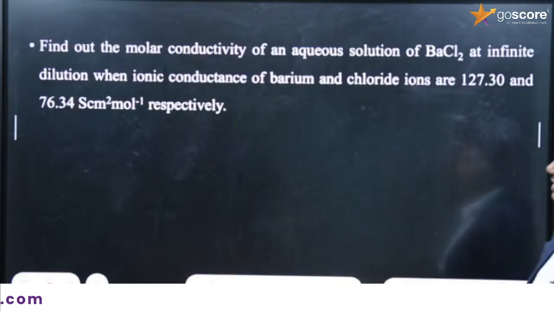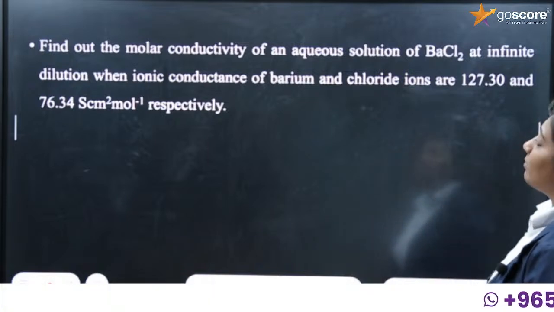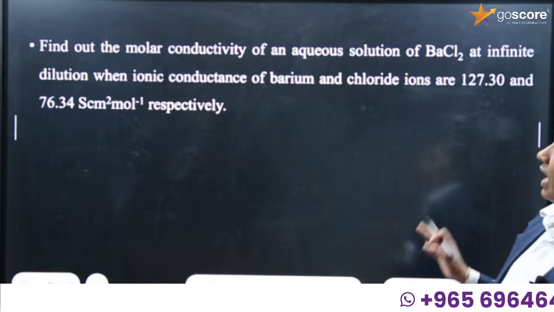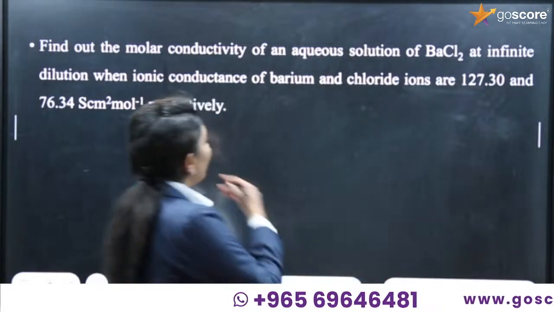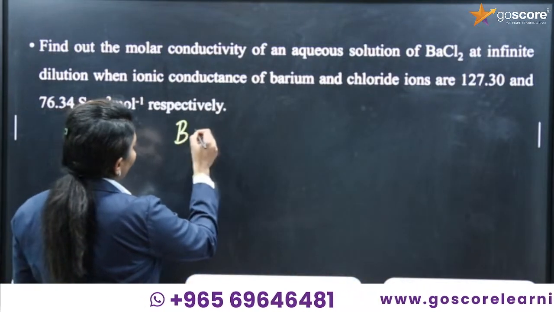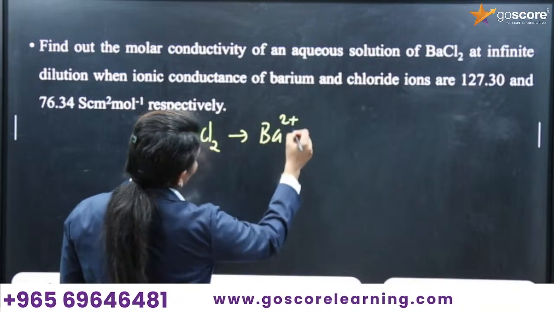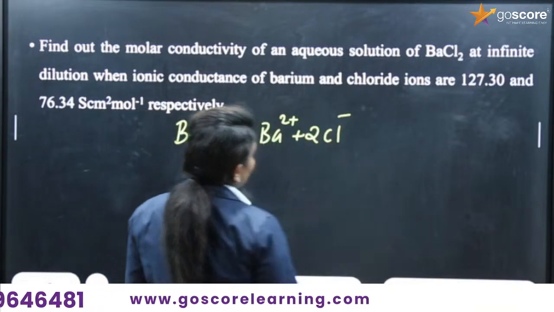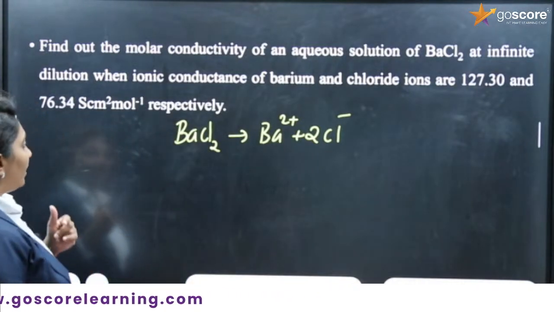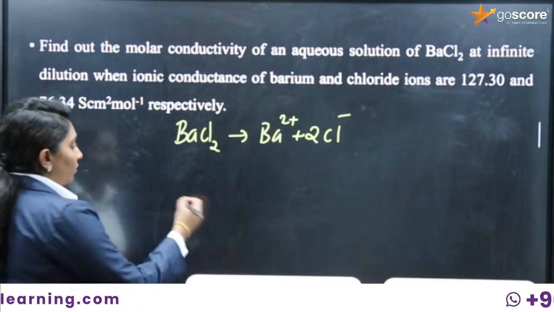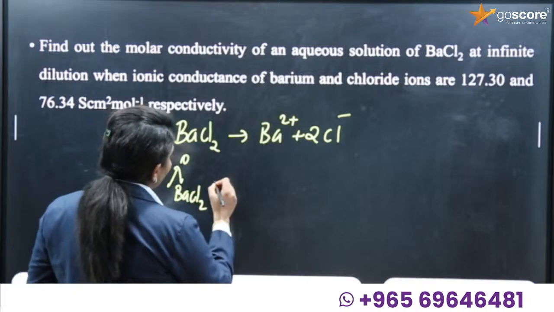Okay, now let's see one question. Find out the molar conductivity of an aqueous solution of barium chloride at infinite dilution when the ionic conductance of barium and chloride ions is given. It's a direct question, right? Barium chloride, you know, gives Ba2 plus plus 2Cl minus, right? And the ionic conductances of barium and chloride are given. So what you want to find out? The limiting molar conductivity of BaCl2, right?